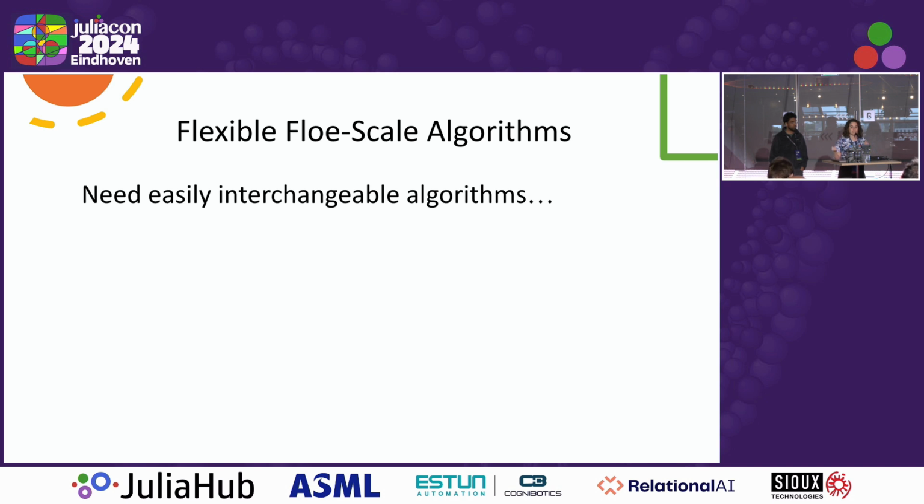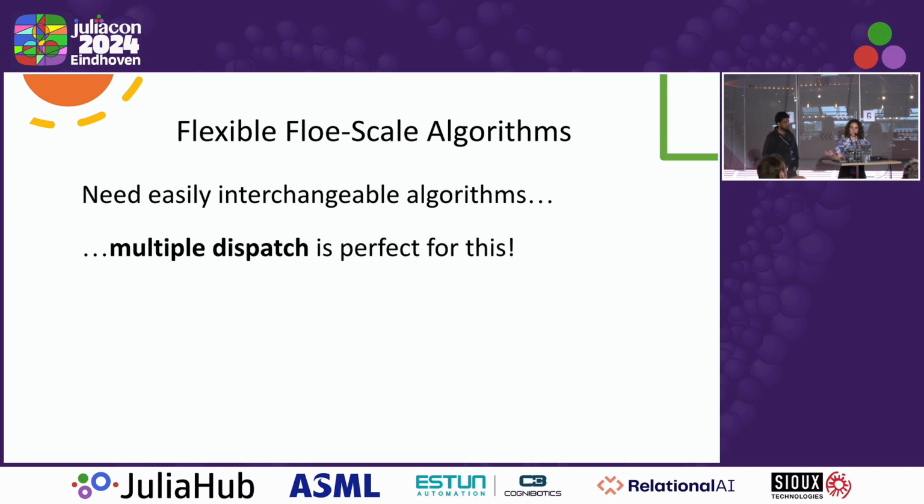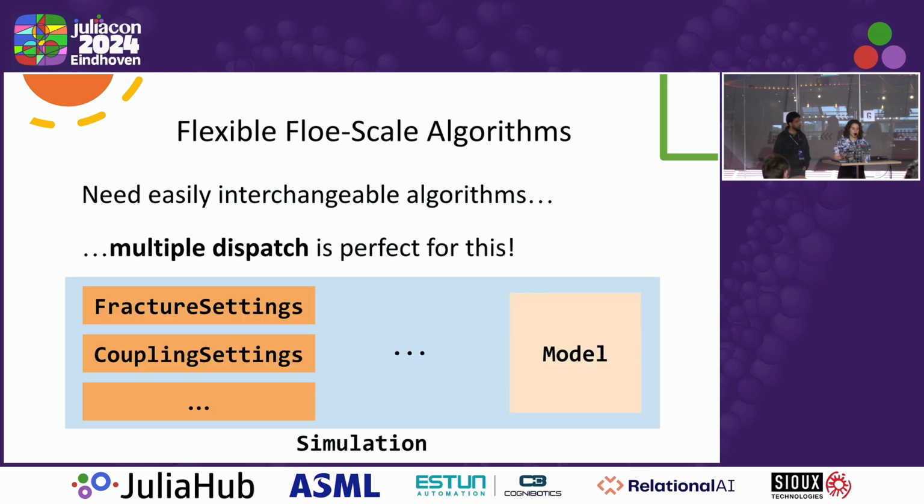And when ice is breaking, this algorithm can change based on regime, or maybe we're not exactly sure what the correct parameterizations are, so we need really easily interchangeable algorithms. But luckily, multiple dispatch is perfect for that. So similar to Subzero and Speedy Weather, we have this setup where we have a simulation object, we have a model that holds everything, but additionally we have these plug-and-play settings that the user can set up a run with for all the different physical properties.